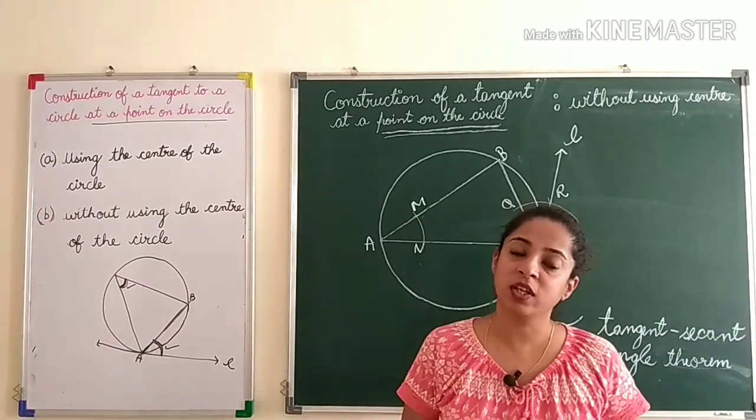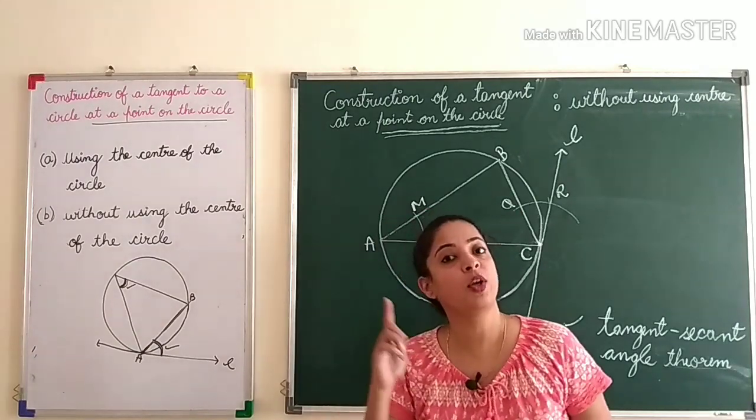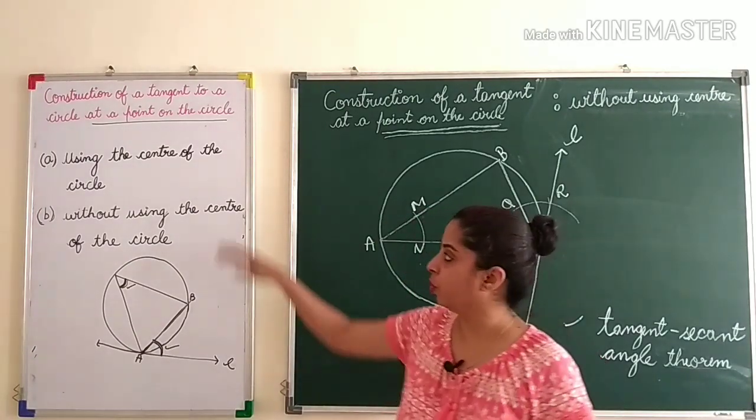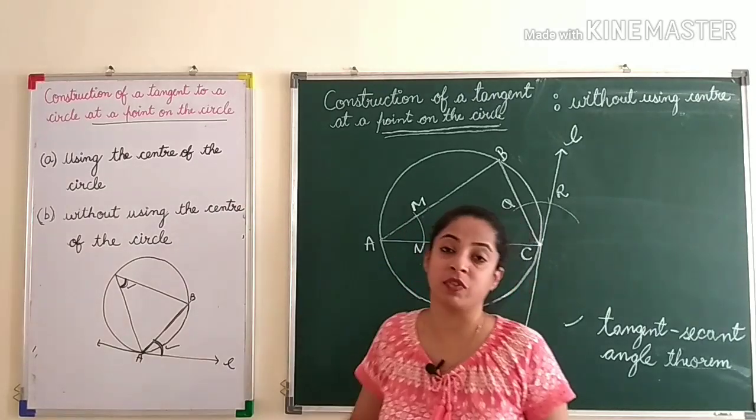I hope both the constructions are clear. Construction of a tangent to a circle at a point on the circle by using the center of the circle and without using the center of the circle.